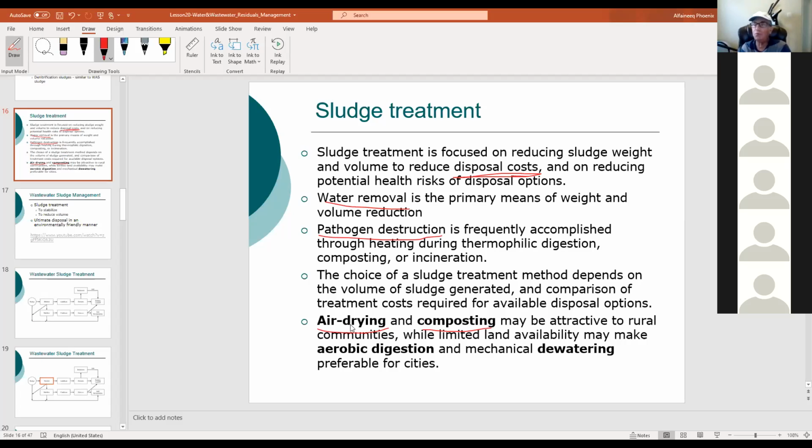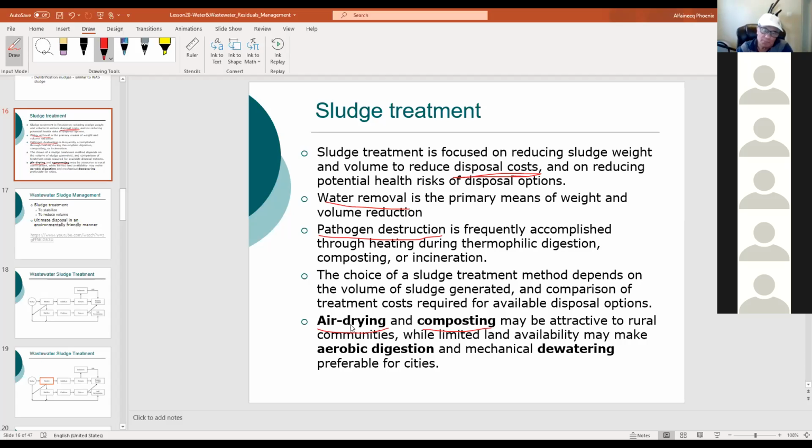If the water and wastewater treatment plant is inside cities, you maybe cannot do that. You cannot afford that, especially because you have odor, smell. So there you have different mechanisms for dewatering, conditioning, and other things as well.